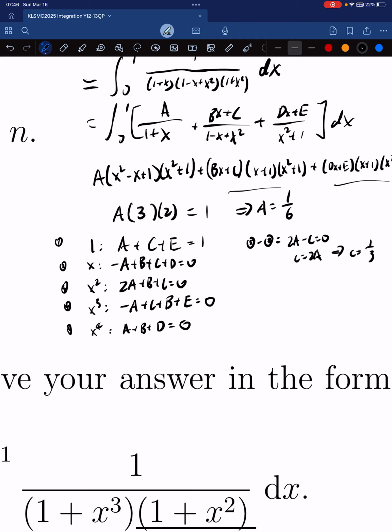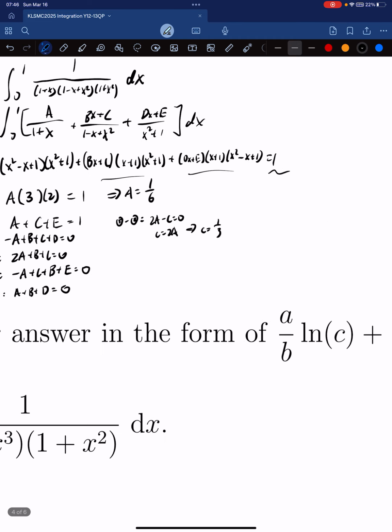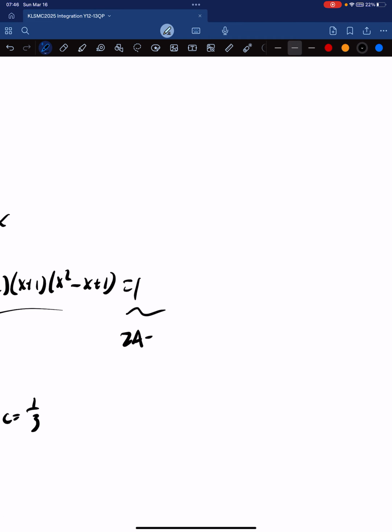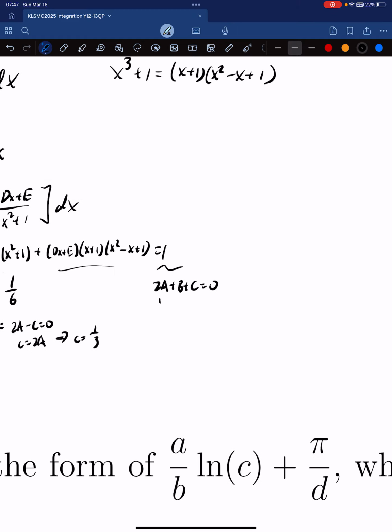From equation 3, because we know a and c at the same time, we can find b. So 2a plus b plus c equals 0, so 1 over 3 plus b plus 1 over 3 equals 0. Therefore b equals negative 2 over 3. Right, so now we got b.